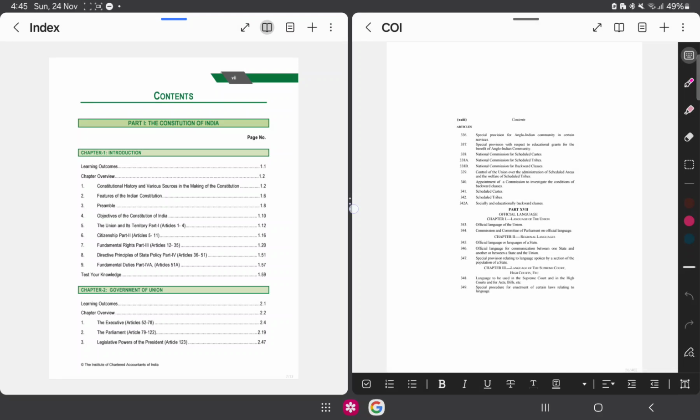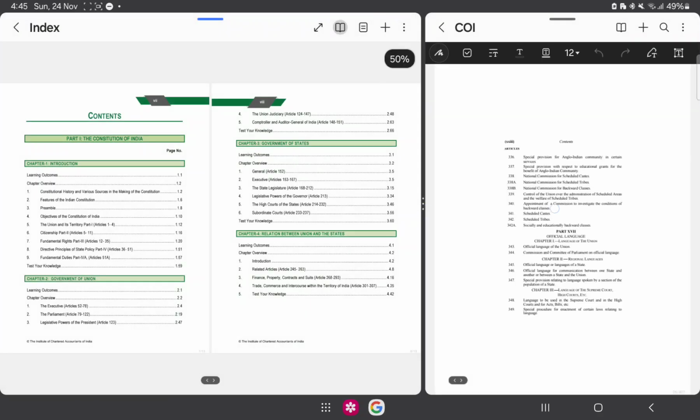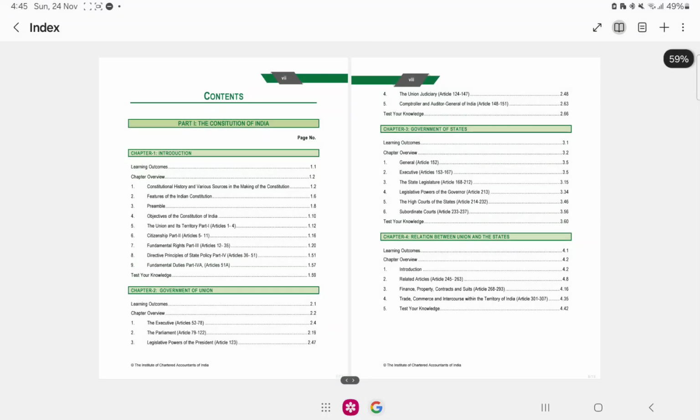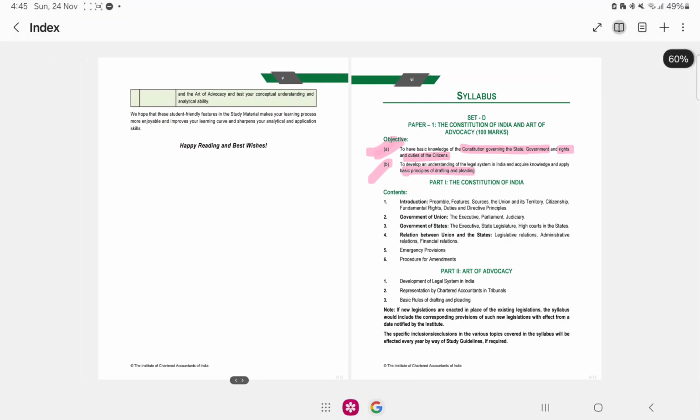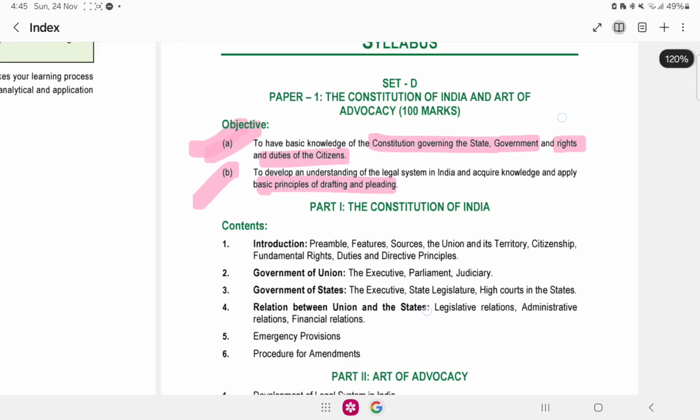So as you see on my screen, this is the index which I have available on the ICAI website about the Constitution of India.